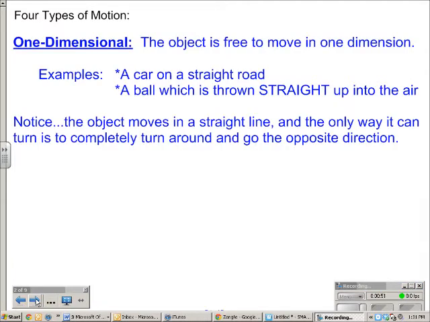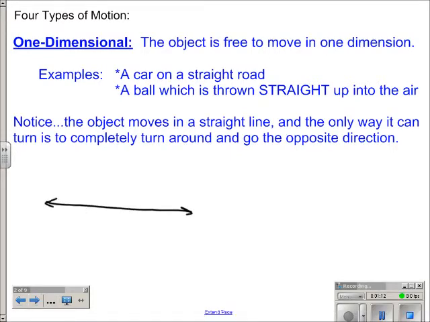4 types of motion. The state of Michigan, which has outlined the curriculum for this class, has broken motion up into 4 types. The first type is one-dimensional motion. This is pretty much what we've been doing up until now, all the motion we've talked about. In one-dimensional motion, the object is free to move in one dimension. It might be free to move on some sort of horizontal axis or some sort of vertical axis, okay? Or maybe it's on a ramp, and so it's on a slanty axis.